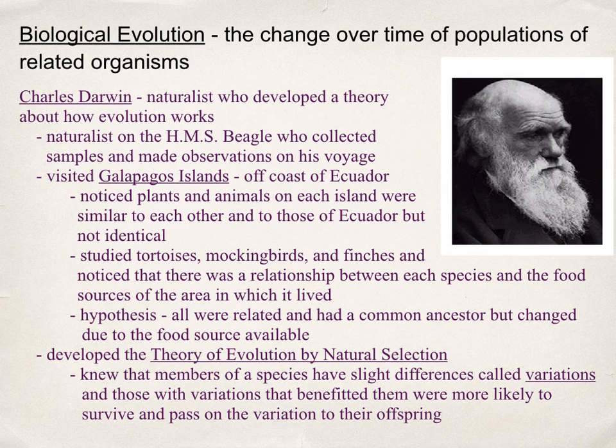What this says is that members of a species have slight differences that we call variations. So, little things that are different. And those with variations that benefit them are more likely to survive and pass on that variation to their offspring. So if you have things that make you more likely to survive, then you pass those on to your offspring. Because if you're dead, you can't reproduce, right? We already talked about that a little bit. So this was his theory. Those that had variations that were benefits to them were more likely to survive and pass on the variation to their offspring.